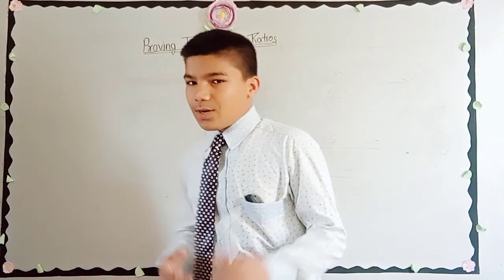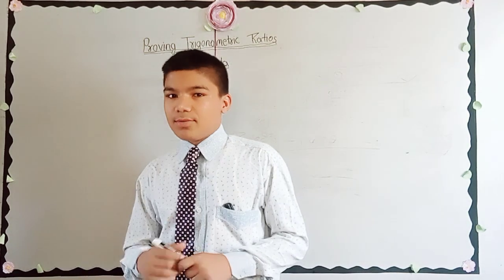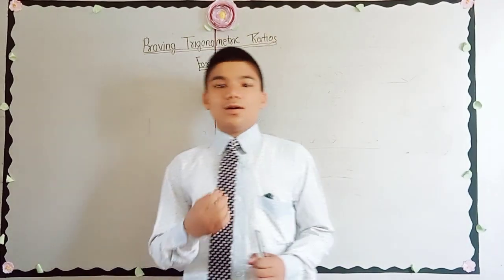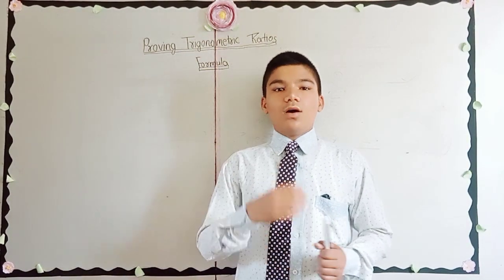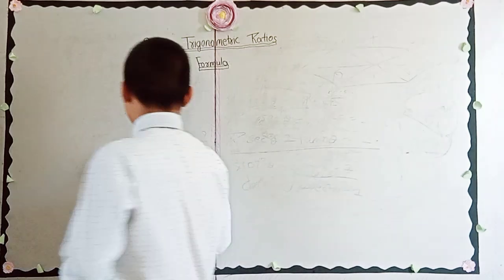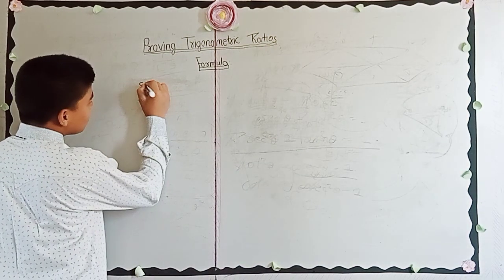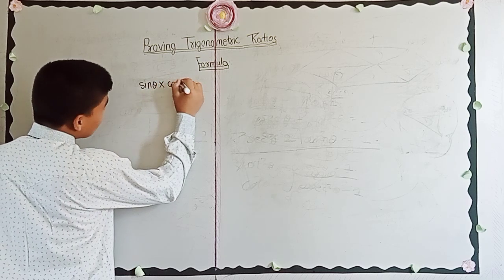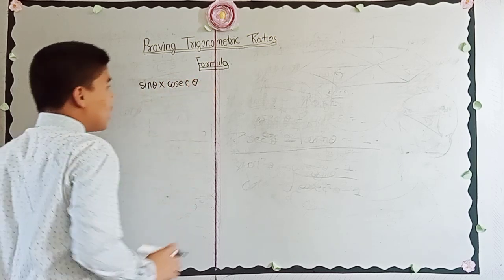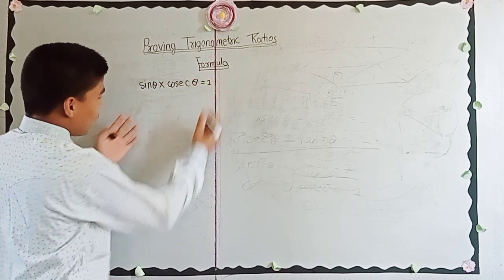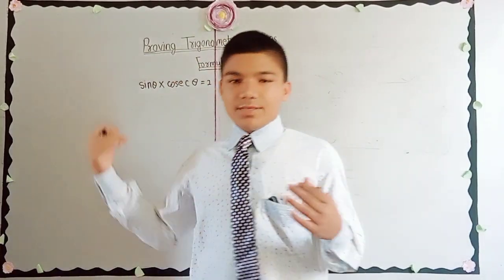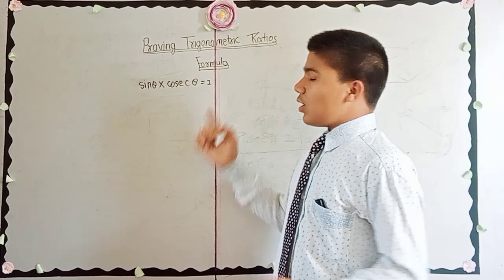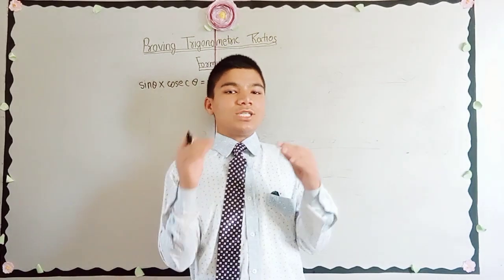So firstly there was the reciprocal relation formula. From the reciprocal relations I am going to prove one. Firstly, there was sin theta into cosec theta is equal to 1. When we multiply sin theta into cosec theta, we get 1. Let's prove this. I am going to tell you some steps.